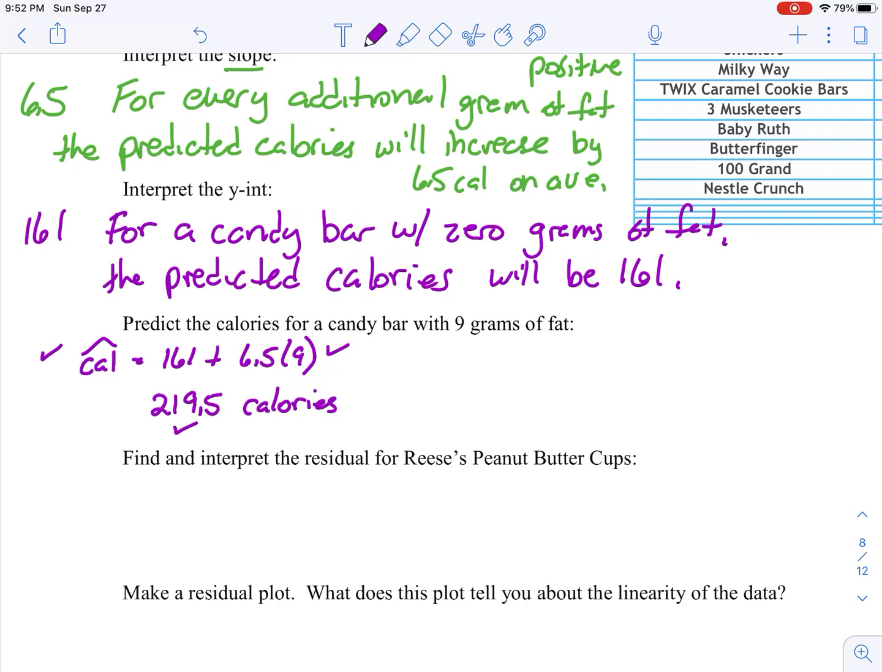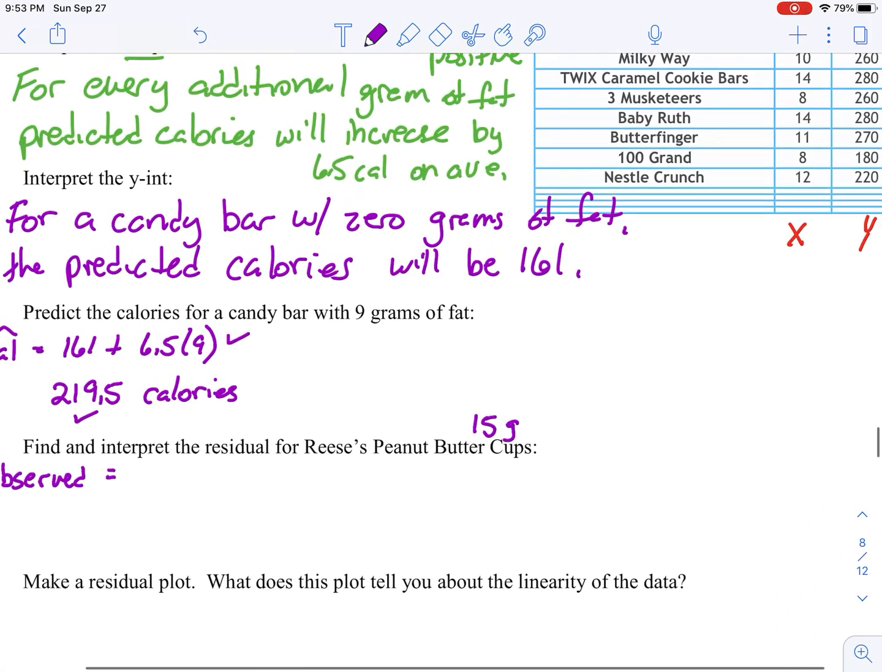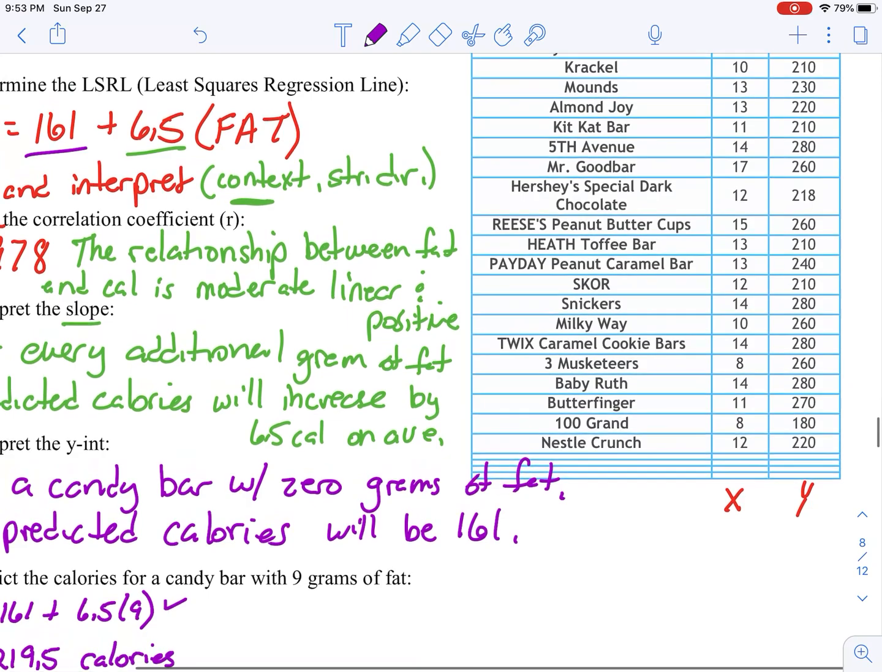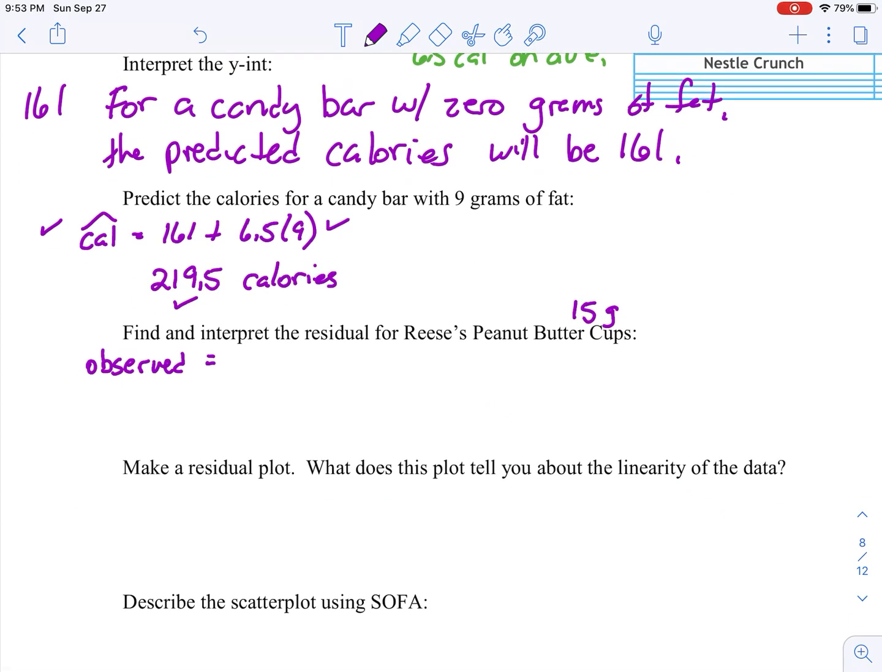Find and interpret the residual for a Reese's peanut butter cup. Okay, if I look at my chart, the Reese's peanut butter cup had 15 grams of fat in it. So my residual is going to be the observed. What did we observe? If we go up to my chart, we look for the Reese's peanut butter. Here's the point I'm talking about. So I have 15 and 260. So we observed 260 calories.